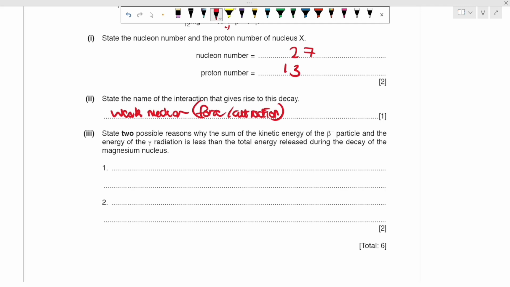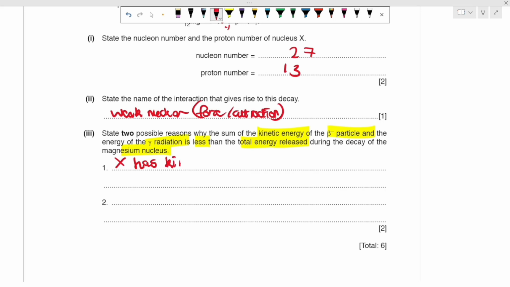State two possible reasons why the sum of the kinetic energy of the beta negative particle and the energy of the gamma is actually less than the total energy released during the decay. So the energy that is in the beta minus particle and the energy that the gamma gains is not even equal to the energy that is released. Why? Because X has kinetic energy, right?